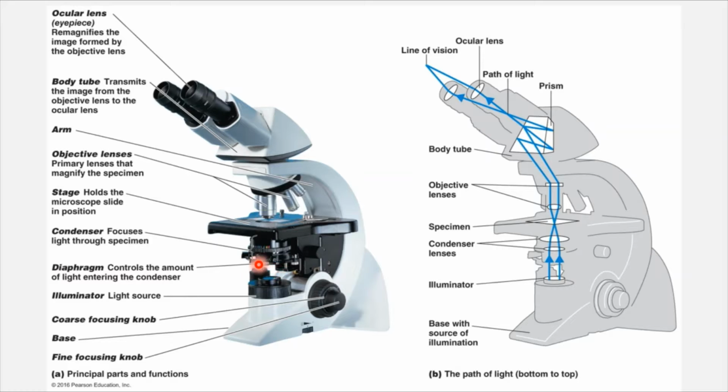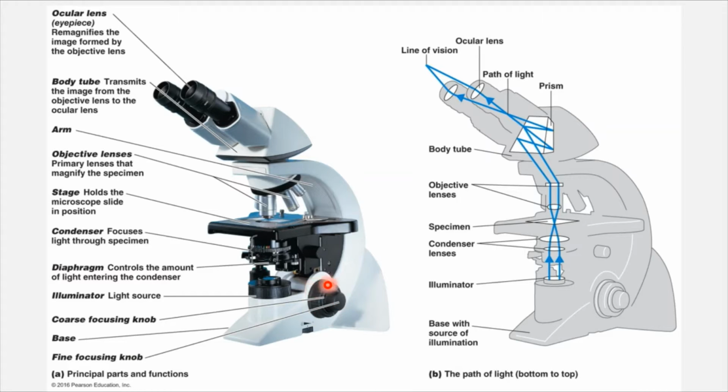Along the way, the light will pass through a few other components of the microscope. We have the diaphragm and the condenser, which are mounted just below the microscope stage. The diaphragm is sort of like a shutter on a camera. It has a lever and it allows you to control the amount of light that is entering the condenser. And the condenser is a special glass lens which will take the light coming up from the illuminator and condense it into a point which will hit your slide.